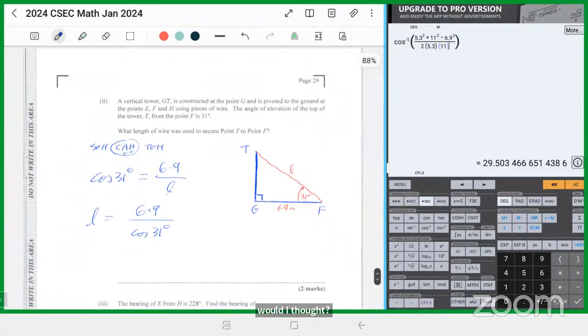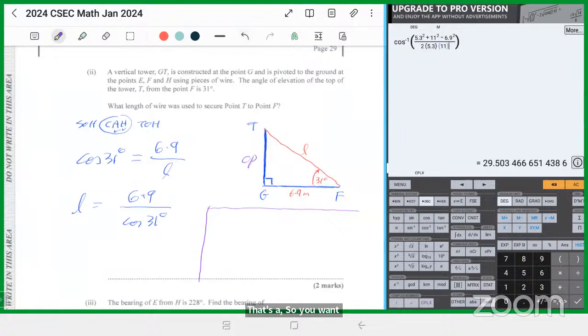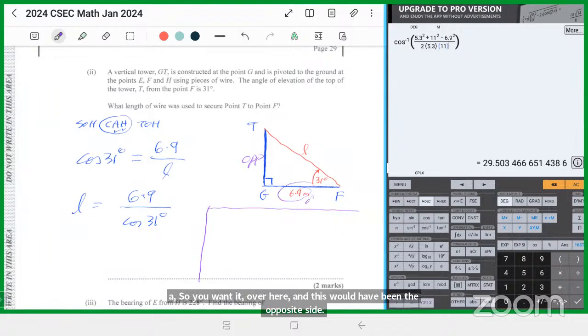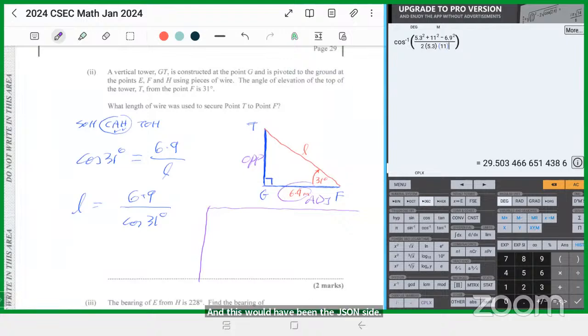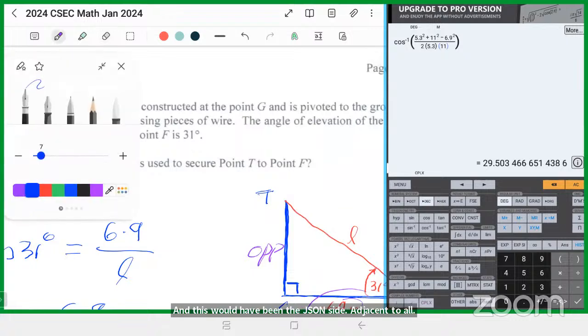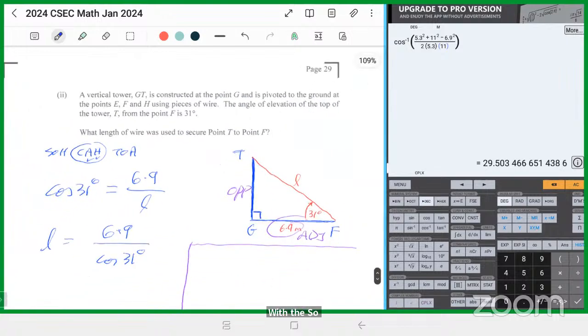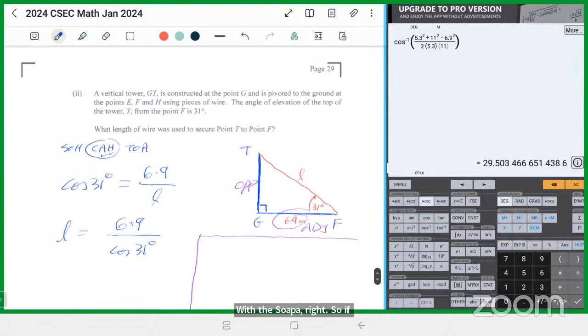Now let's just say if they wanted the height of the tower instead. Let's just do that under here. I could have asked it as well. So if they wanted the height of the tower over here, then this would have been the opposite side, and this would have been the adjacent side. I would use tan because I would want the opposite and I would know the adjacent. Opposite and adjacent would be the sides involved.